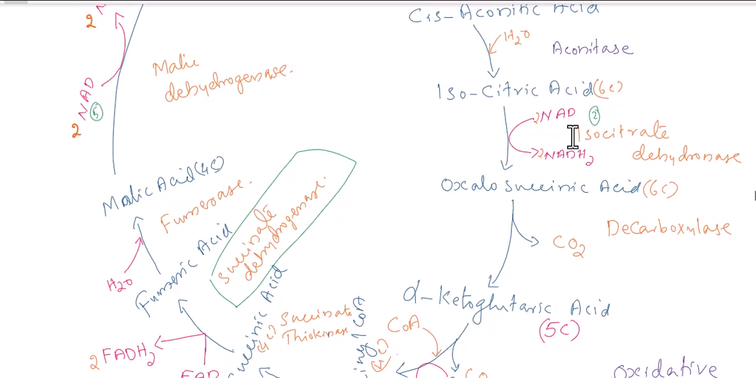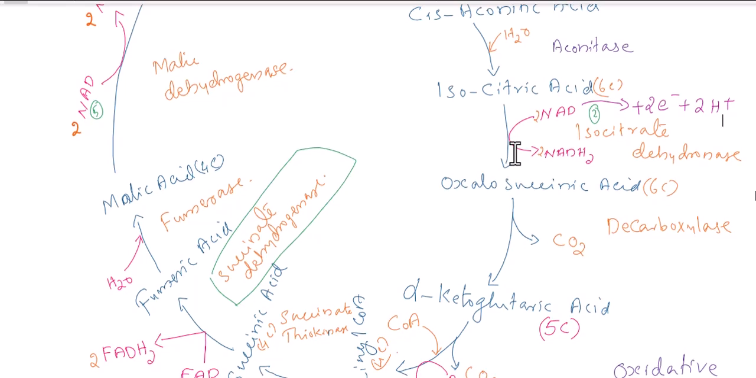Oxidation, we already know what that is. Here isocitric acid removes the hydrogen ion and electron. That hydrogen ion and electron combine with what? NAD, so it becomes NADH2. This coenzyme NAD is reduced to NADH2. The coenzyme is reduced, but the substrate undergoes oxidation. So then it becomes oxalosuccinic acid.